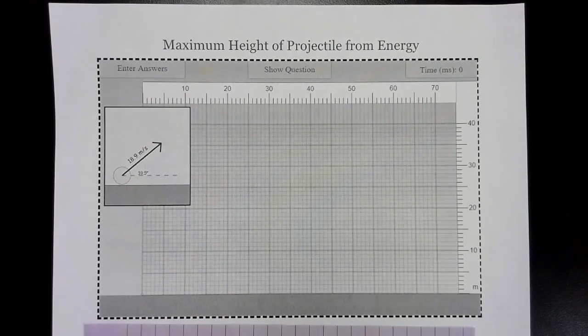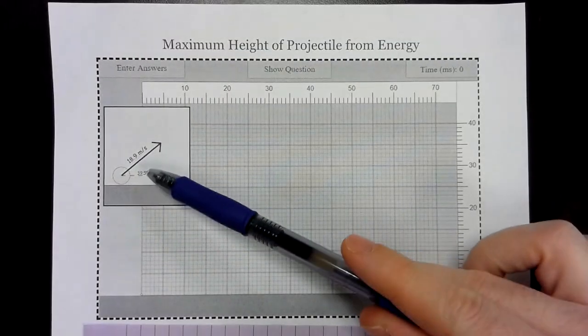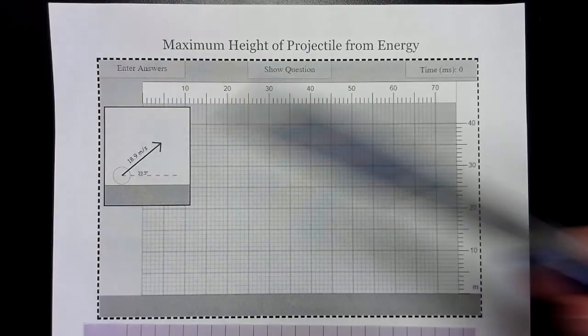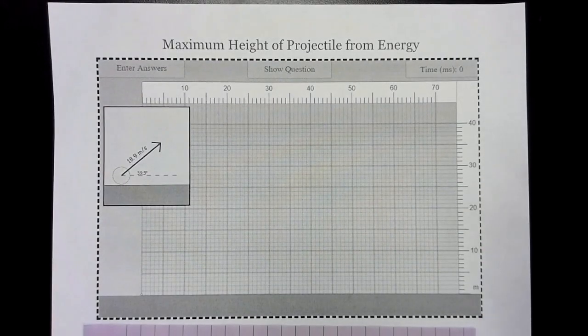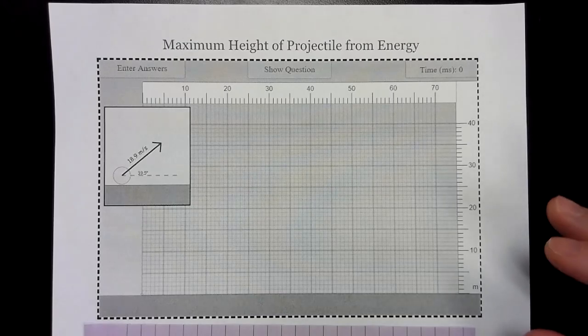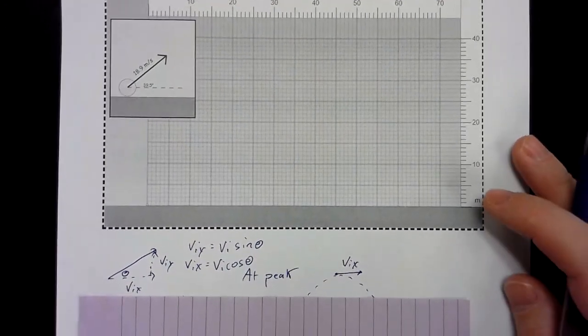All right, now here's an interesting one. This is maximum height of projectile from energy. So here we have a, let's say, soccer ball kicked at this initial velocity. We know the angle as well. So we want to know its maximum height. We want to know its kinetic energy to start, and then its kinetic energy at the highest point. So let's start to think about this.